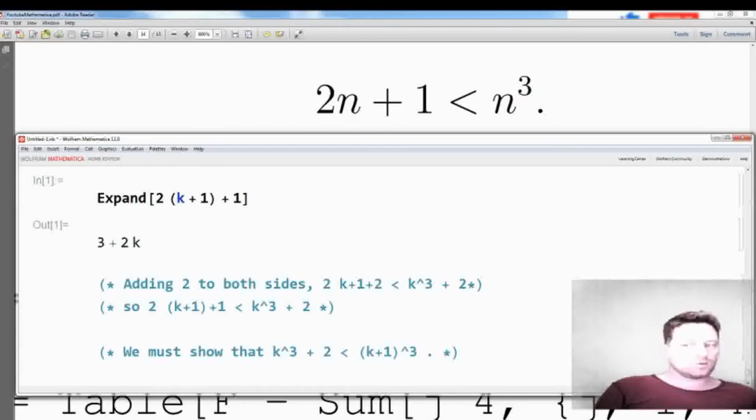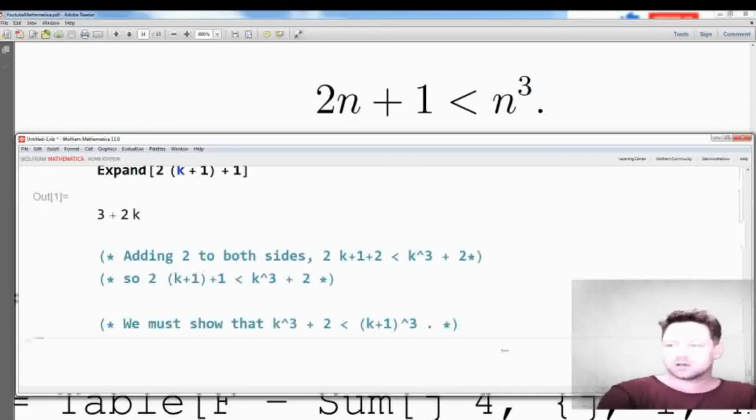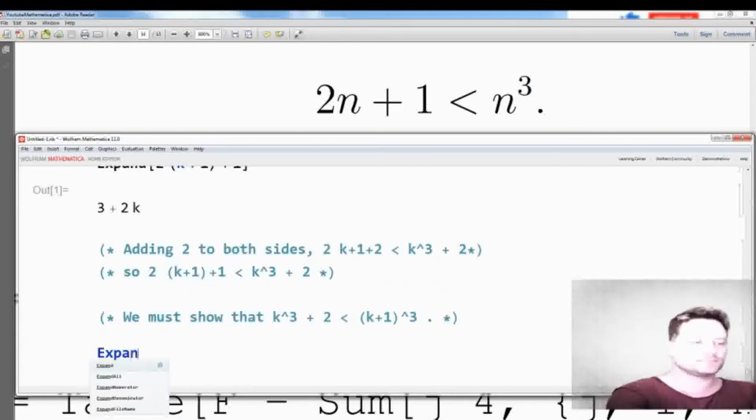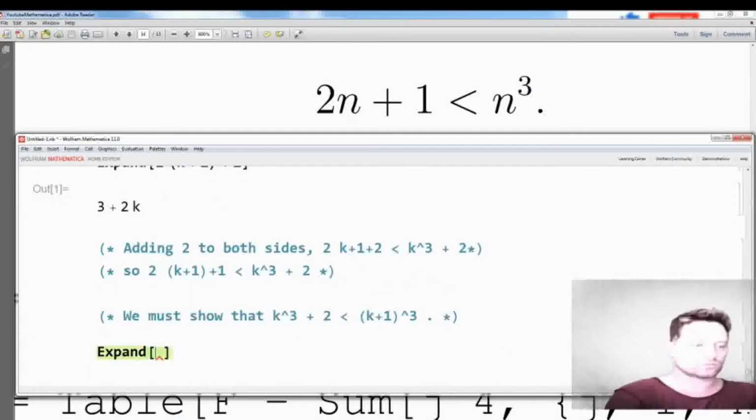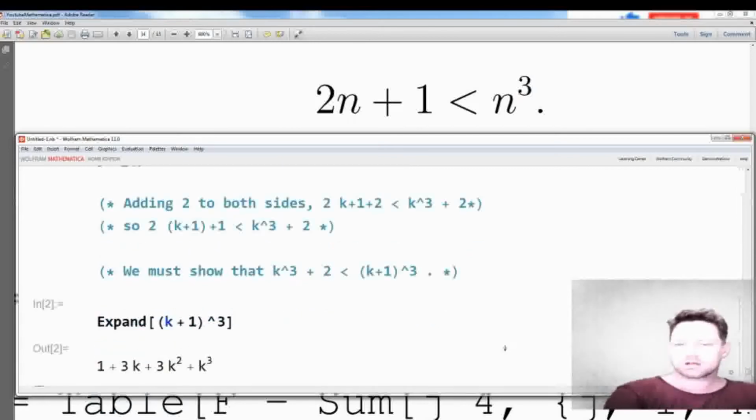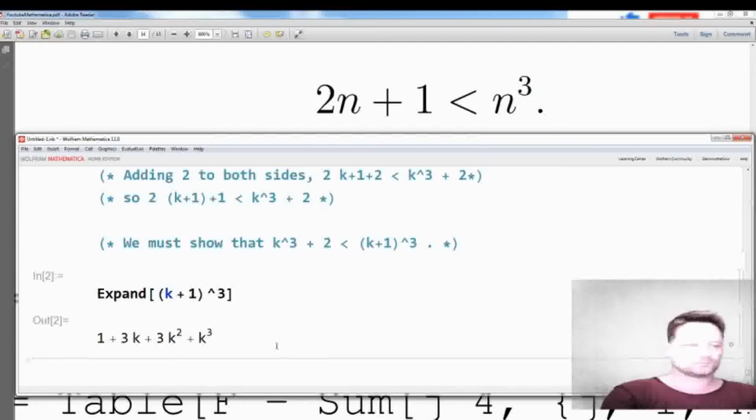So why don't we just expand the cube of k plus 1 and see what we get. All right, so we'll write expand k plus 1 cubed, shift enter. Okay, and here we have the expanded form of this, that it's k cubed plus 3k squared plus 3k plus 1.